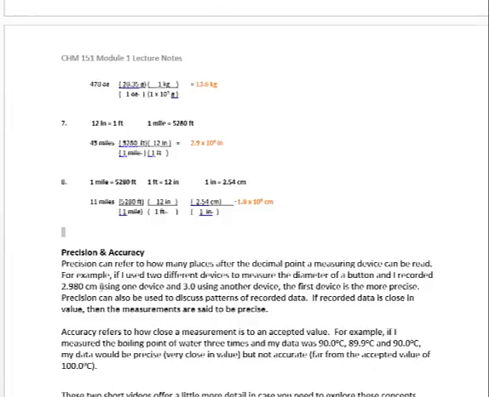2.980 centimeters using one device and 3.0 using another device. 90.0 degrees Celsius, 89.9 degrees Celsius, 90.0 degrees Celsius, 100.0 degrees Celsius.